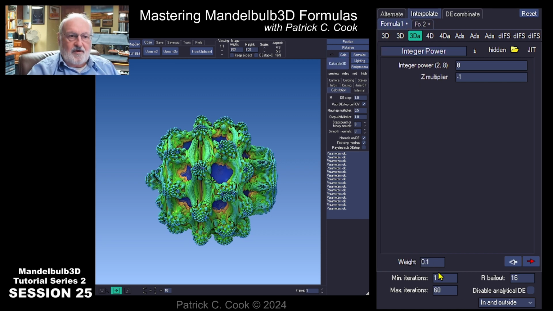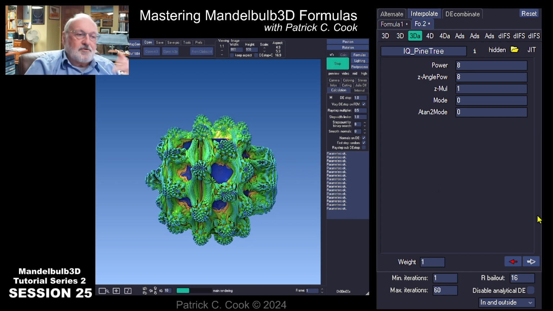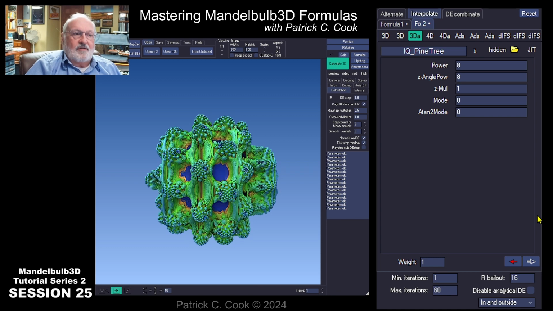All right, and if I set the weight down to 0 on the integer power with the weight of 1 here on IQ Pine Tree, basically integer power doesn't process at all. That is what IQ Pine Tree produces as a Mandelbulb object. Okay?